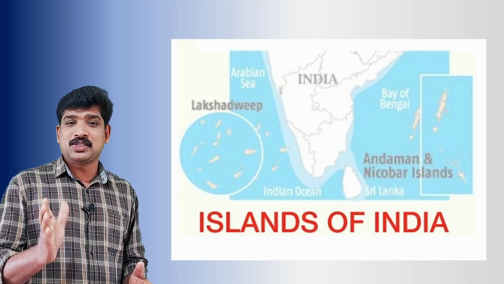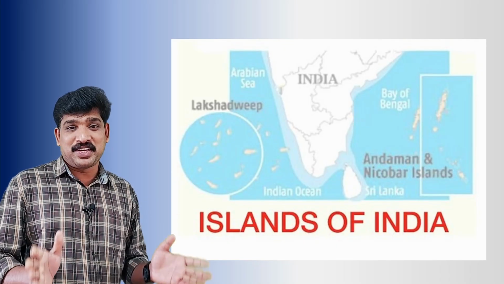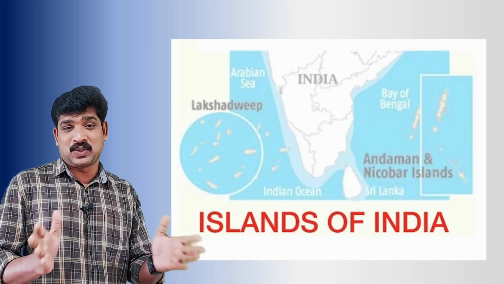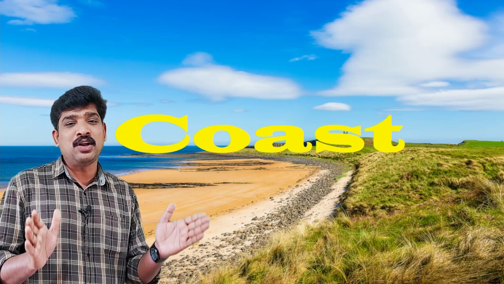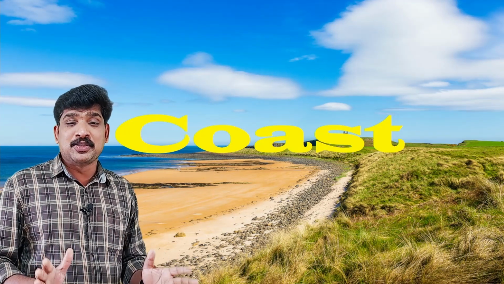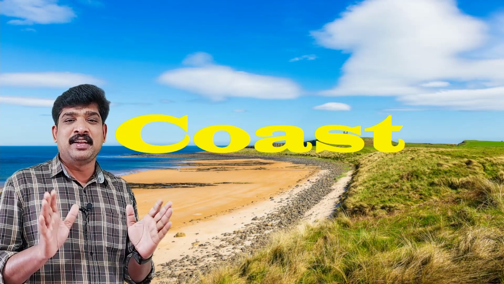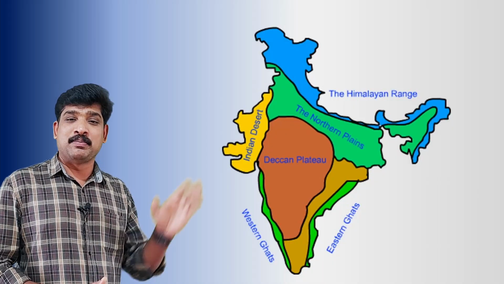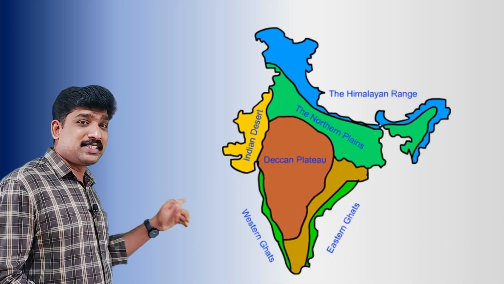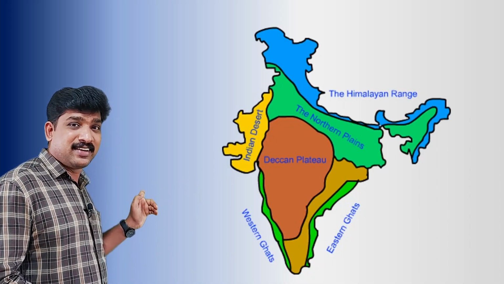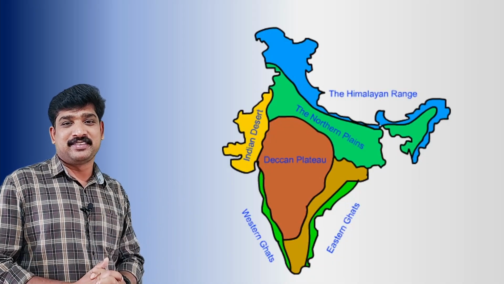First, let us go to the coastal plains. What is a coastal plain, or what is a coast? A coast is an area of land near the sea or ocean. The Indian peninsula is surrounded by a narrow coastal plain from north to south. See, look at this map. On both sides we can see a green color. Have you seen that? That is the coastal plain.